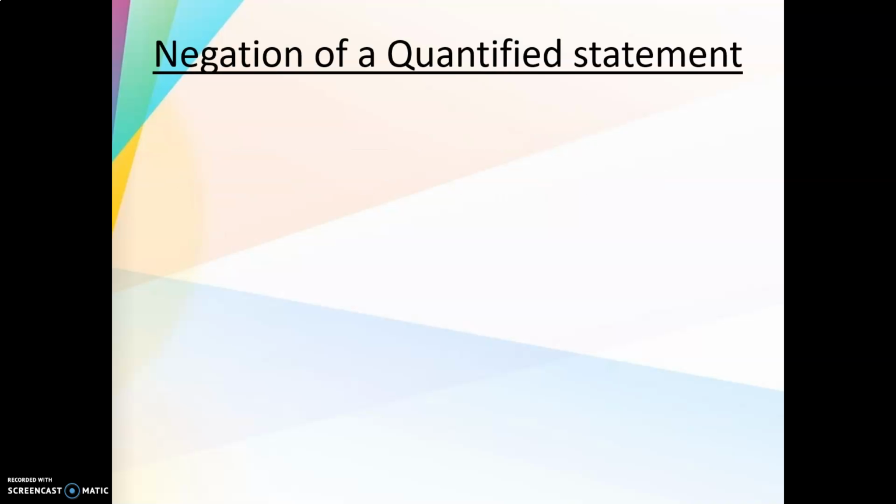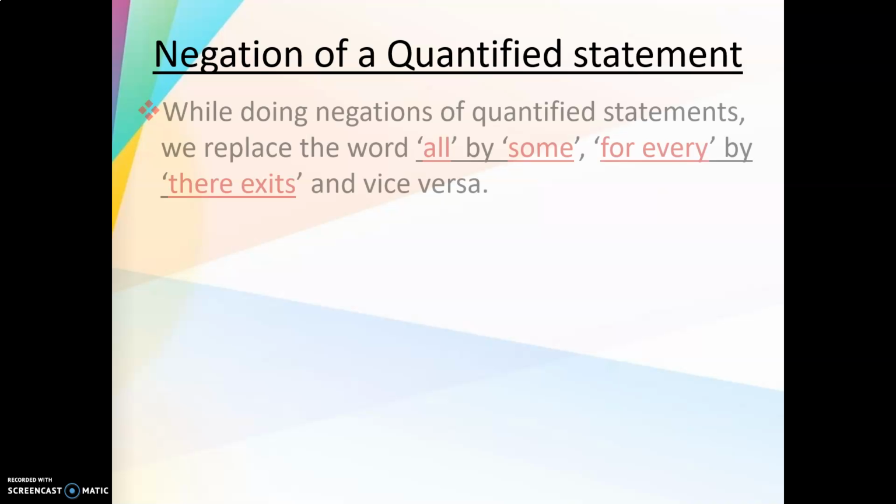So today we'll start with negation of a quantified statement. We already studied quantified statements, which start with any one of the quantifiers. There are two quantified statements, existential quantifier and universal quantifier. So here, to make a quantified statement into a negation sentence, we will apply this one.